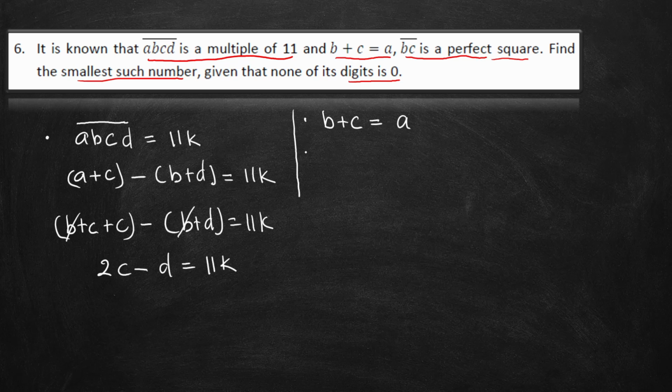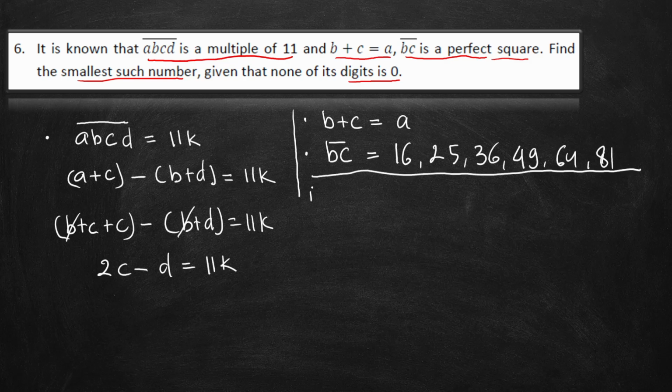Now the third one, BC is a perfect square. Since BC is a perfect square and none of its digits is 0, we can list the possible values for BC, which are 16, 25, 36, 49, 64, and then 81. The next step is that we will check all of those values of BC one by one. So the first one is BC equals 16.